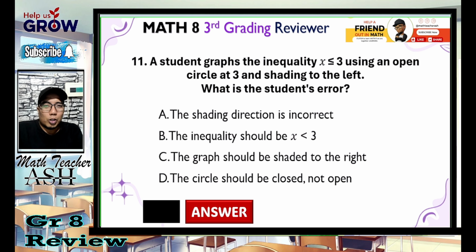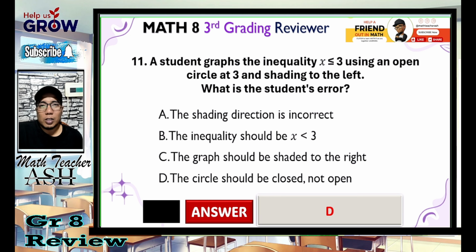Alright, my dear math learners. So we have here x is less than or equal to 3. So that is basically different from the question we had in question number 9 and 10. But since this is less than or equal to, therefore the circle should be closed. So the student is wrong in using the kind of circle. The next thing is that it shades to the left. That is correct, my dear math learners. So the only thing that is wrong here is the use of the wrong circle. So that should be closed. So letter D is the correct answer for this one. Let's check whether we are correct.